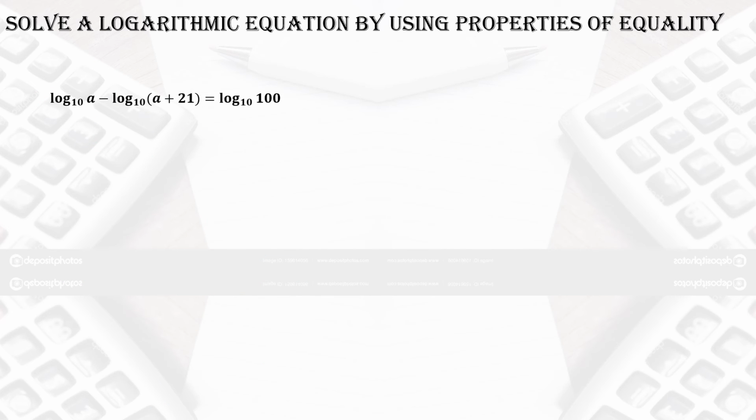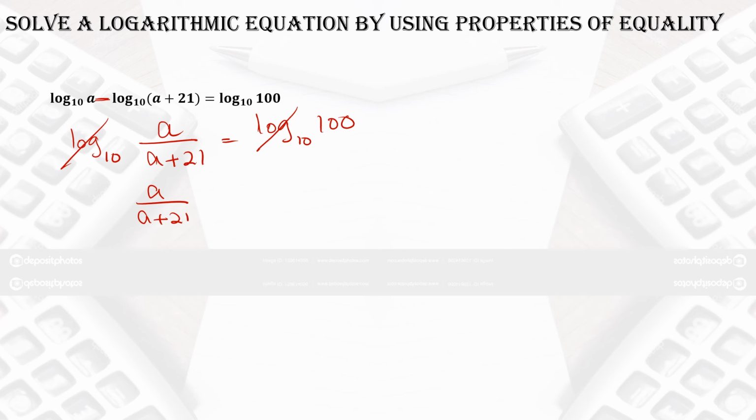Now let's try this question. Here there is a negative sign, so of course you will write the log base 10 one time, and for the negative you will use the quotient property. So first a on the top and a plus 21 in the denominator. The left hand side will stay as it is. Now raise the power of 10 in order to cancel the log base 10 from both sides. And now it is a plus 20, a divided by a plus 21 equals 100 is left.